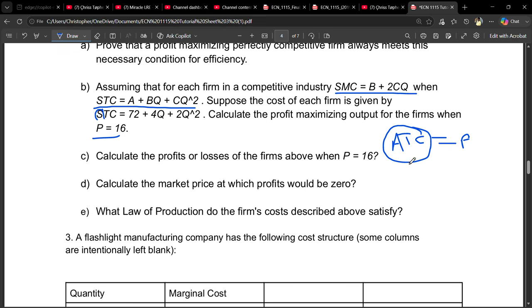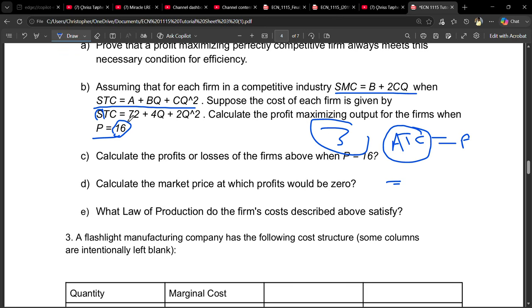Okay, so we're going to say, what is our average variable cost? We just differentiate this equation, then we replace 16. We're going to replace the 3 that we found for quantity into the actual average variable cost function, then that will be our market price. Okay, that will be our market price.